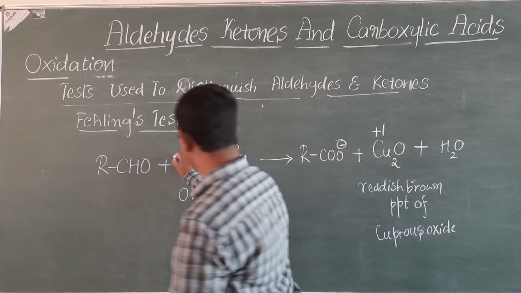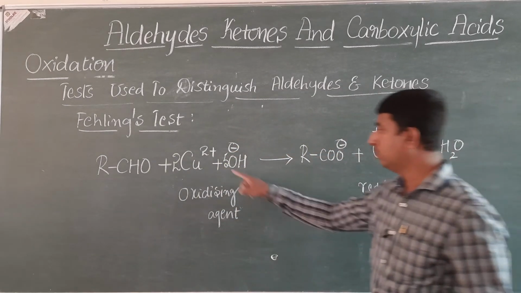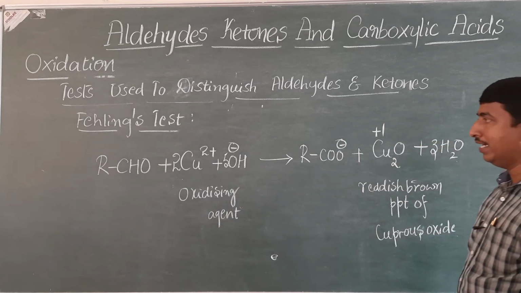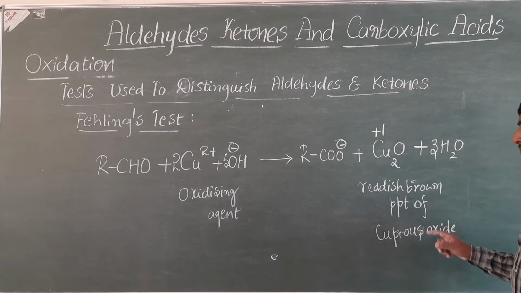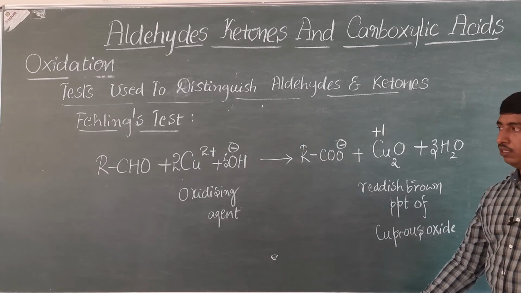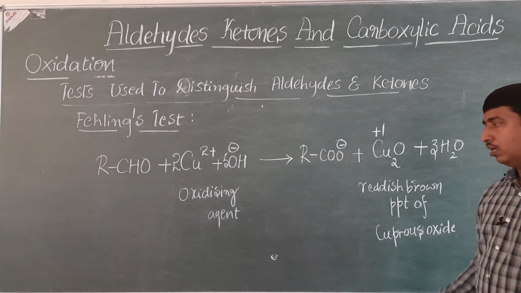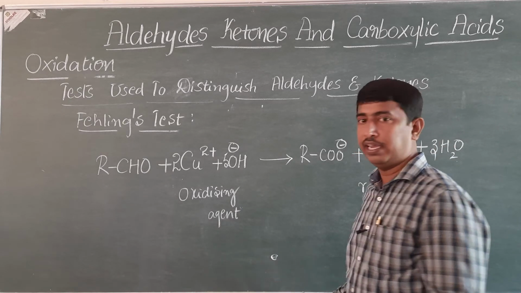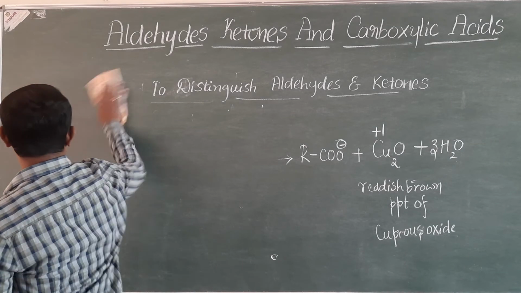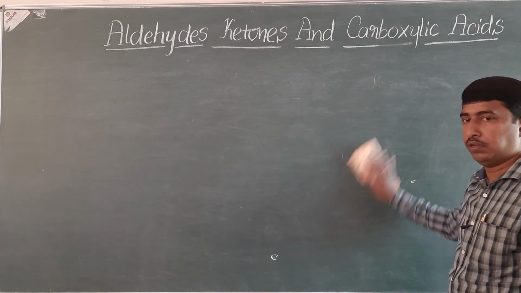We can balance this equation: 2Cu, and 5 OH minus gives 5 hydrogens plus 1, 6 hydrogens, so it is 3 into 2, it is 6. So aldehyde heated with Fehling's reagent produces a reddish brown precipitate of cuprous oxide. This confirms the presence of aldehyde. Whereas if we heat ketone with Fehling's reagent, no reddish brown precipitate is formed. So Tollens' test and Fehling's test are used to distinguish aldehydes and ketones, and these tests are answered only by aldehydes, not by ketones.